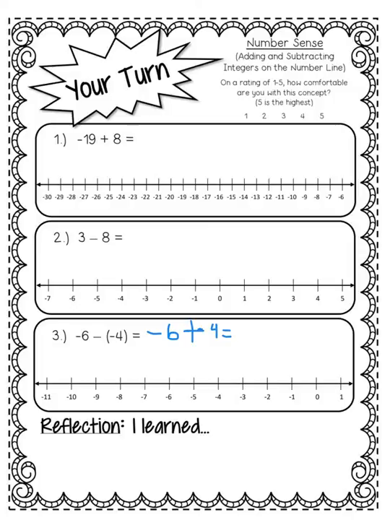So we are going to solve this by starting at -6 on the number line. Then we are going to move 4 places to the right. 1, 2, 3, 4. We land on -2. So -6 plus 4 equals -2.